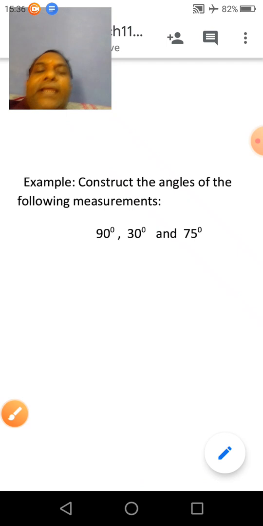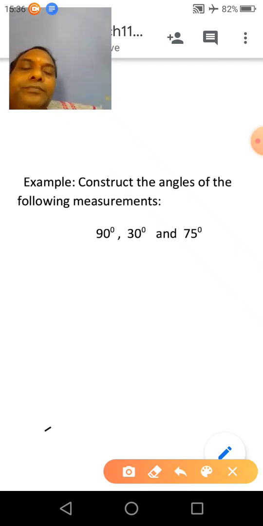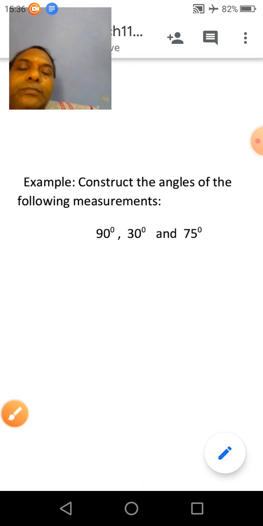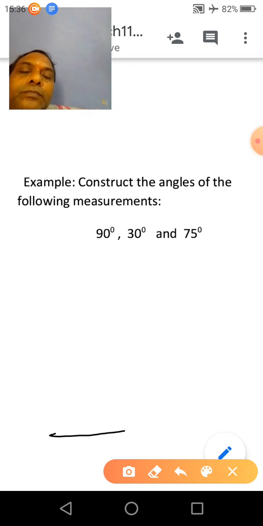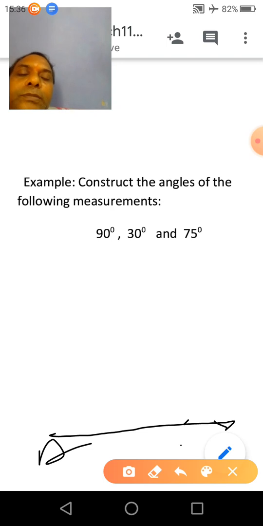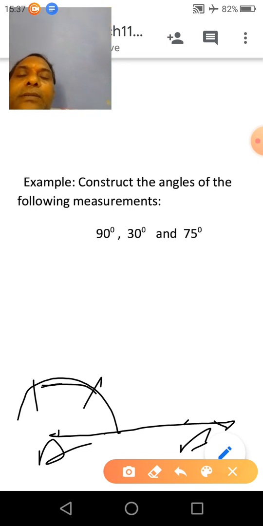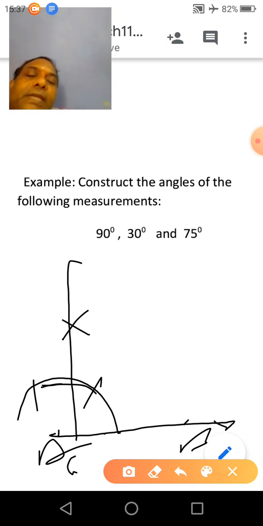Now see again. AB, then cut here, here and bisect this portion, this type. This angle will be a right angle, means 90 degrees.